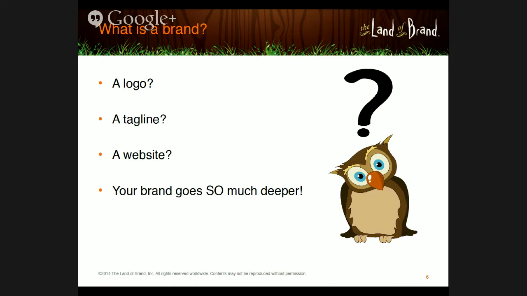Is a brand your logo? Is it a tagline? Is it a website? It's going to have all of these things. And when we look at these giant brands, they do have all of these things, and they do them so well that we might think that that is their brand. But brands go way, way deeper than that.